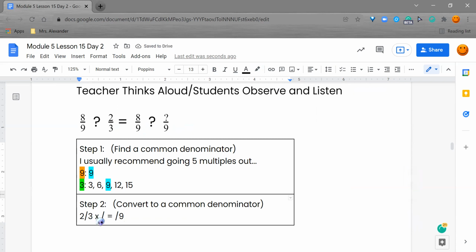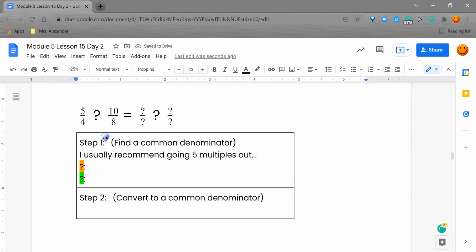I look at this and go 3 times what number gives me 9? And yes, it is 3. And remember what I do to the denominator, I need to do to the numerator. So because 3's in the denominator, 3's in the numerator. And this is what makes our whole 1. Now I do 2 times 3, which gives us 6. And so right up here, I will write a 6. And what's bigger, 8 9s or 6 9s? Yes, 8 9s, you guys. So 8 9s is bigger than 2/3.